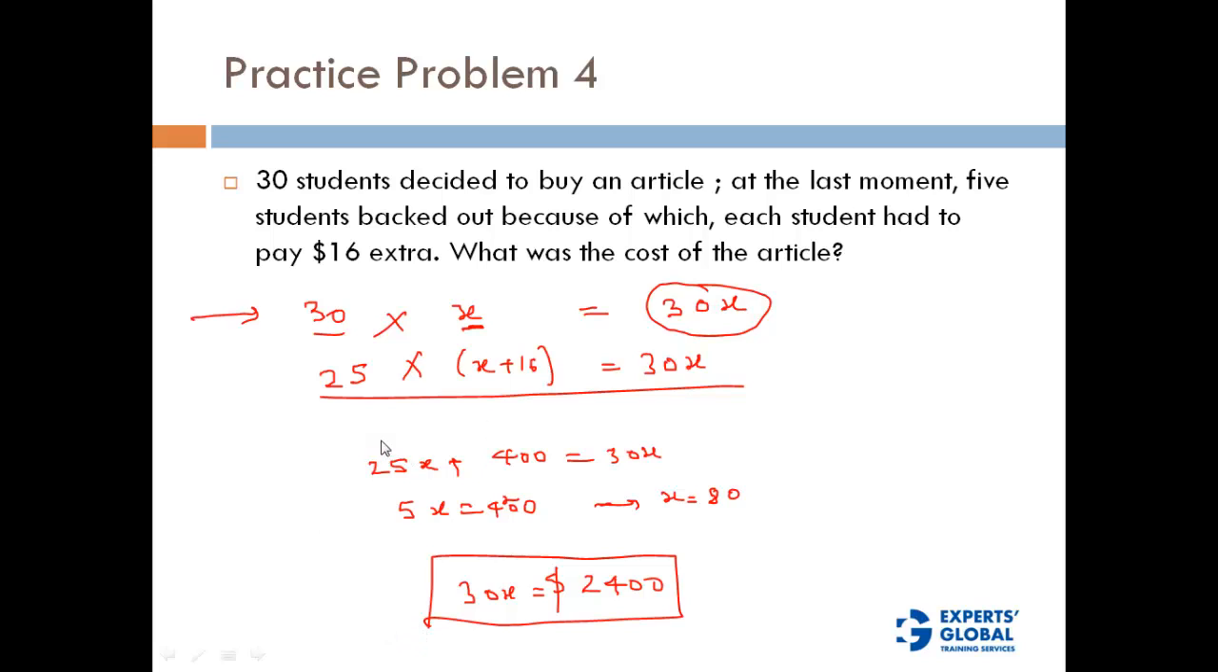Let's put the numbers back here and see if this makes sense. If this costs 2400, X is 80, that means 30 students were planning to buy it with a contribution of 80 each. Now there are only 25 students and the cost remains the same. So how much will every student have to contribute? That is going to be 2400 divided by 25, which is 96.